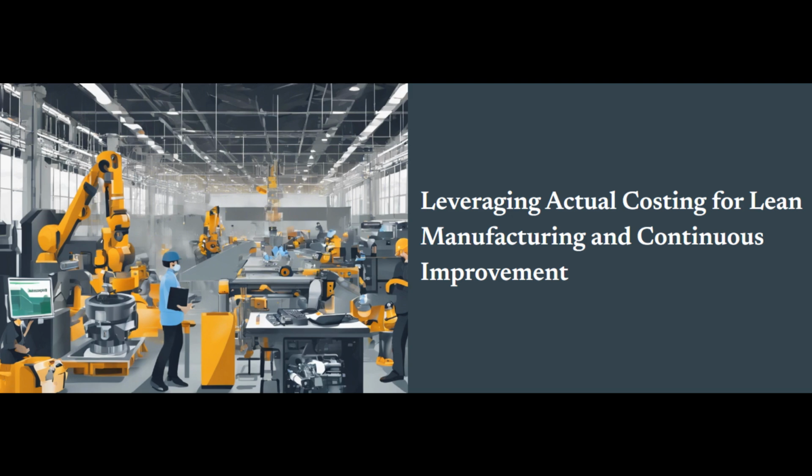Implementing actual costing to support lean manufacturing. To effectively leverage actual costing data in support of lean manufacturing and continuous improvement initiatives, organizations should consider the following key steps. Establish a comprehensive actual costing system. Ensure that the organization has a robust and accurate actual costing system in place, capable of capturing and reporting real-time cost data at a granular level.